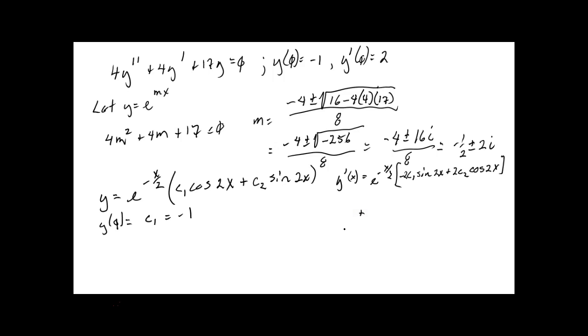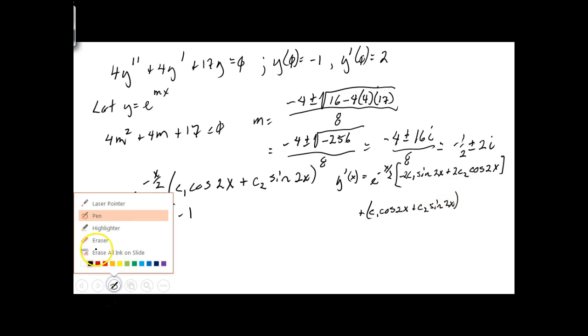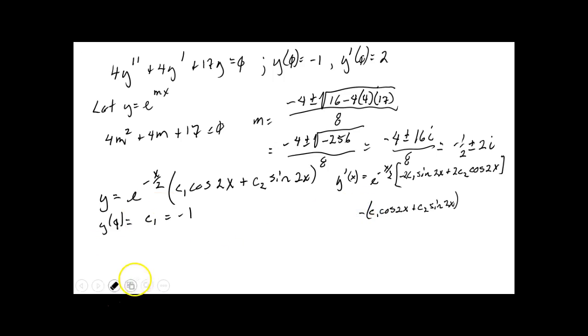Plus... Okay, you got C1 cosine 2x, C2 sine 2x, second, okay, there's a minus, isn't there? Minus, I'm going to put the minus there and put e to the minus x over 2 over 2. Is that okay?